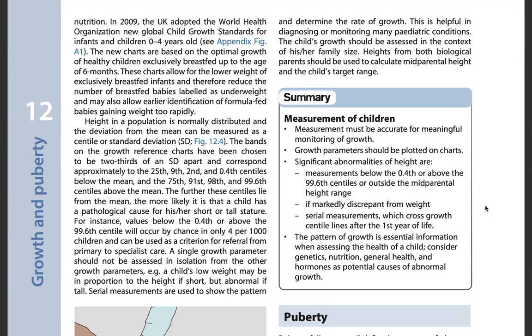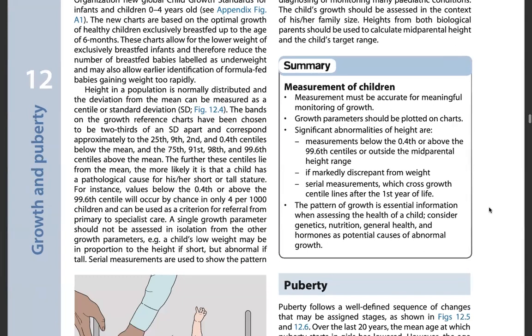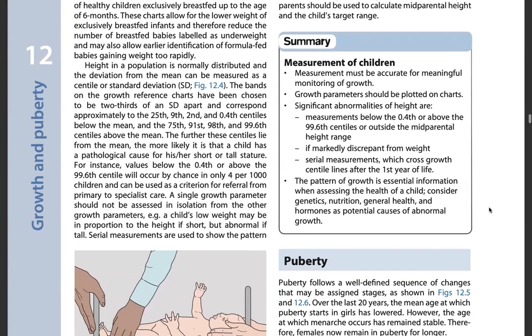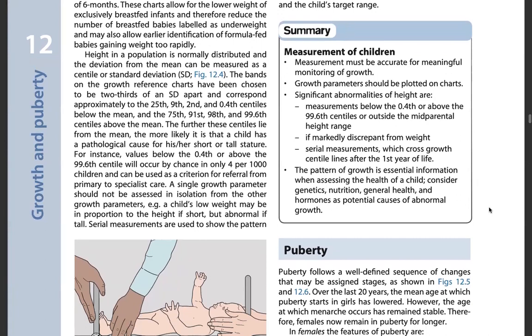Height in the population is normally distributed, and the deviation from the mean can be measured as a centile of standard deviation. The bands on the growth reference charts have been chosen to be 2/3 of an SD apart and correspond approximately to the 25th, 9th, 2nd, and 0.4 centiles below the mean and the 75th, 91st, 98th, and 99.6 centiles above the mean. The further the centiles lie from the mean, the more likely it is that the child has a pathological cause for his or her short or tall stature.